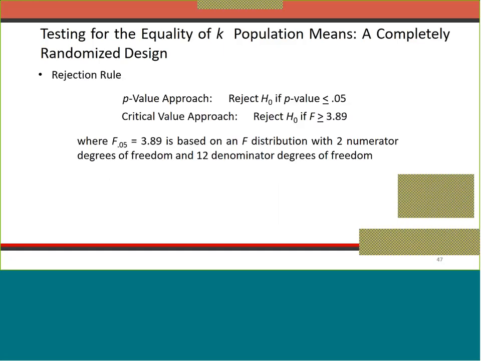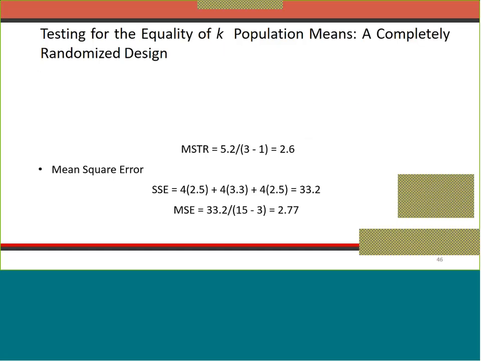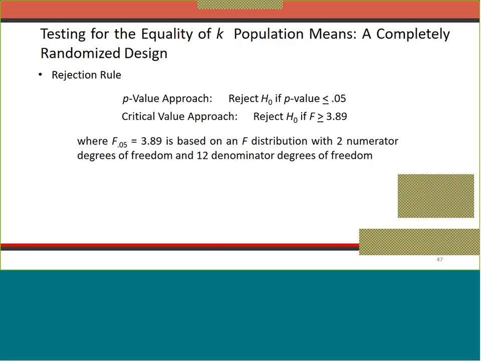So rejection rule is reject H0 if p value is less than or equal to 0.05. Critical value is reject H0 if F is above the table value. So table value, how do you calculate? Alpha is given, numerator degrees of freedom is 2 because 3 minus 1. Denominator degrees of freedom is 12 because 15 minus 3. So if you use a table, you get a number 3.89.